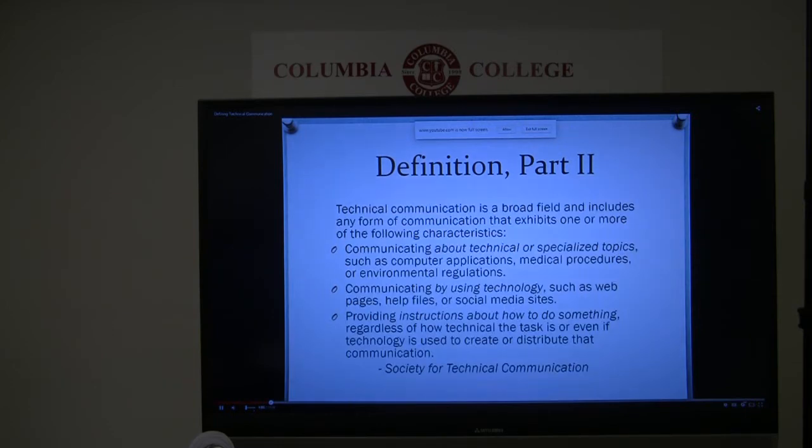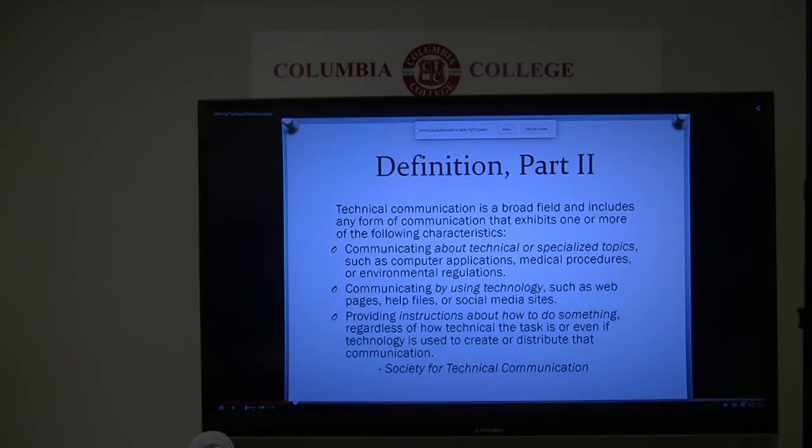And that's the Society for Technical Communication, the professional organization for people who do this every day, individuals in the field. And their definition, while very helpful and far more specific, still gets a little complicated for someone who's unfamiliar with the industry. They talk about it in terms of being a broad field, something that includes communication that exhibits one or more of these characteristics that I've outlined here in the PowerPoint slide for you.